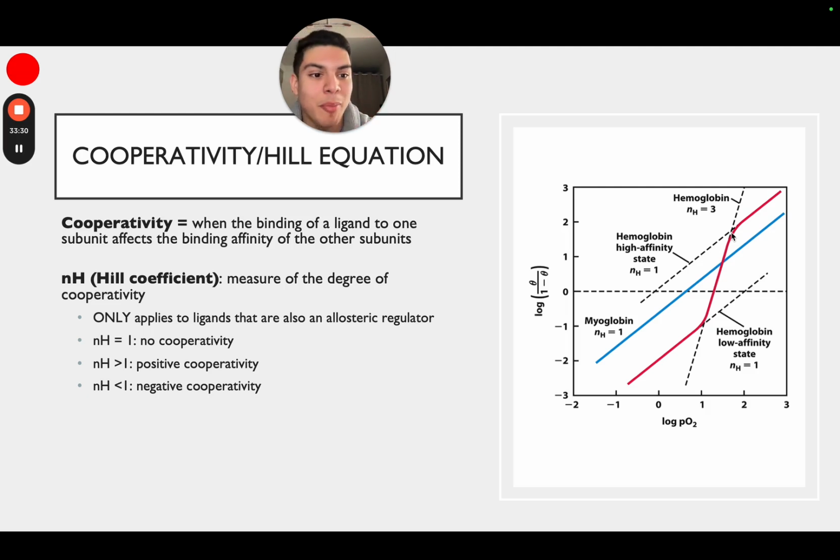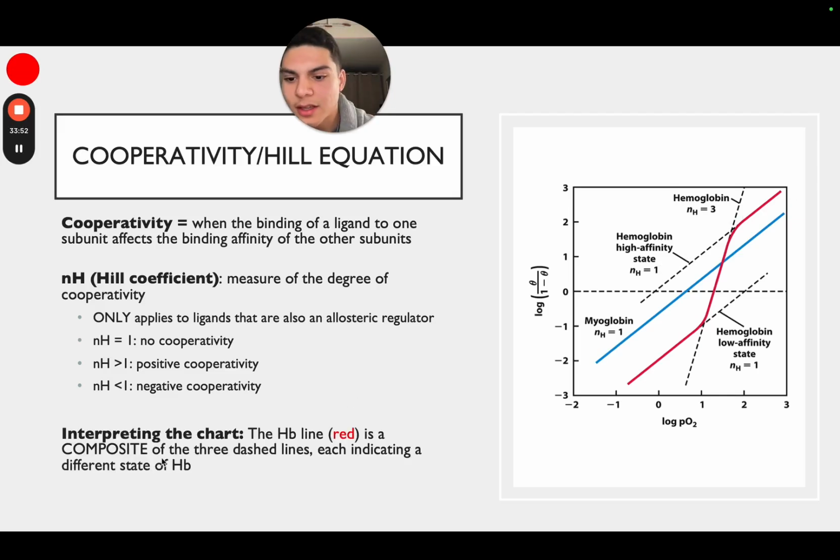Then after a certain point, a lot of these sites are going to become saturated. And what that means is that we're going to return back to the low affinity state. The high affinity state with no cooperativity. And interpreting the chart, the HB line, which is red here, is a composite of the 3 dashed lines indicating the 3 different states of hemoglobin, where it has low affinity, no cooperativity, low to high affinity, and it's making that transition, but high cooperativity, and then the high affinity, no cooperativity. Hopefully that makes sense. I didn't just say a bunch of words.